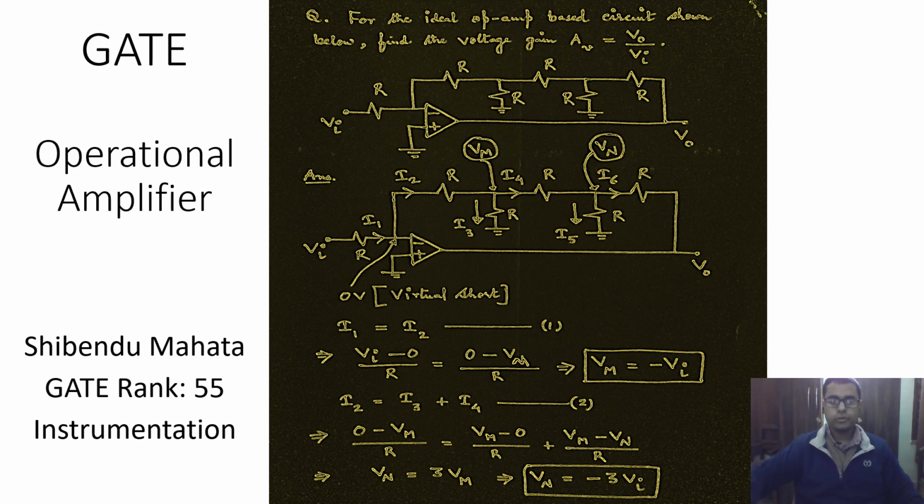So here is another numerical problem on operational amplifier that appeared in the GATE examination. The question is stated as follows. For the ideal op-amp based circuit shown below, find the voltage gain AV equal to V0 by Vi. And this is the corresponding circuit.